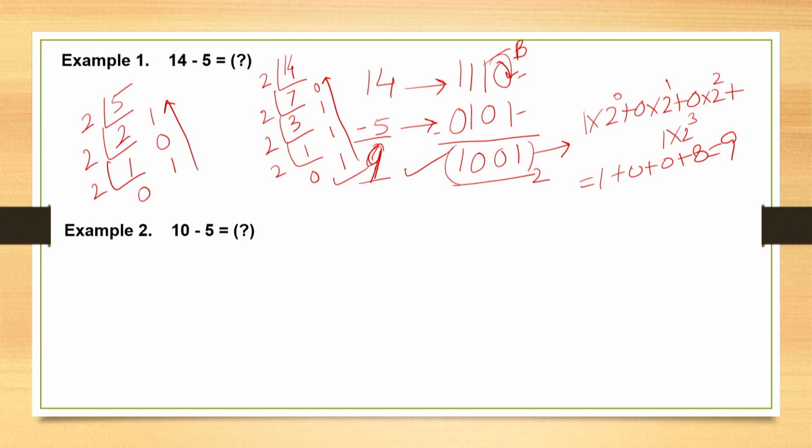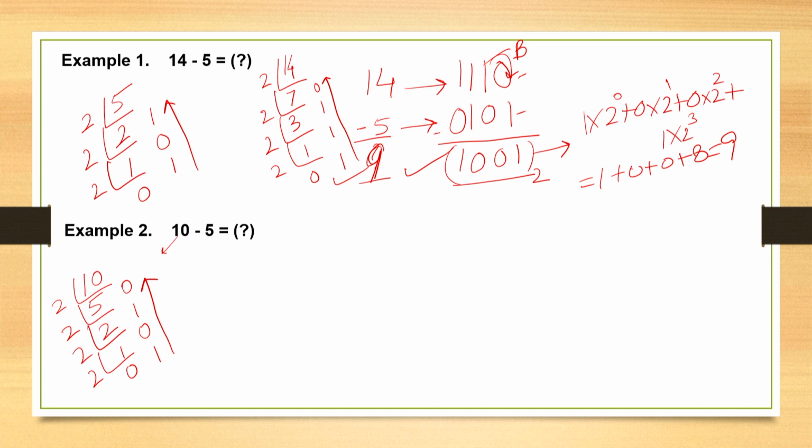Let us take another example for the subtraction. First get the binary representation of 10. We have to follow the same steps. 2 5s are 10, remainder is 0. 2 2s are 4, remainder is 1. 2 1s are 2, so remainder is 0. 2 zeros are 0, remainder is 1. So, binary representation of 10 will be what here?